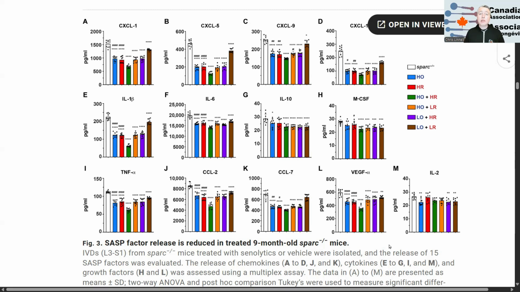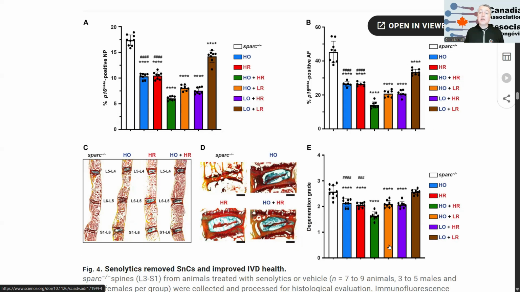But it is clear that treatment resulted in a decrease in the release of these detrimental factors, especially with the combined high-dose group. Next, they checked that the senescent cells had in fact been removed. So P16 is a marker of senescent cells, and both in the nucleus pulposus and the annulus fibrosus, levels were markedly reduced compared to the untreated spark mice, with once again the combined high-dose group performing best and the low-dose combined group performing worst.